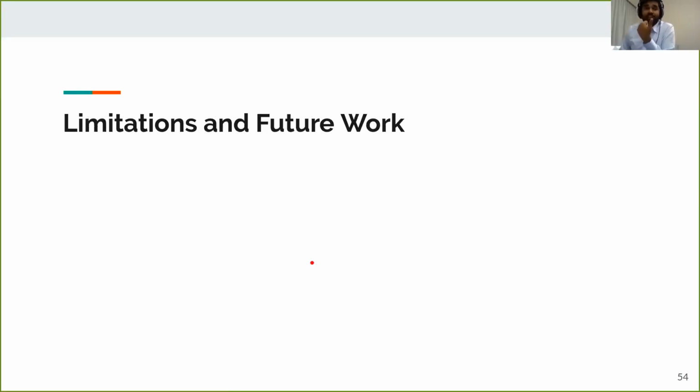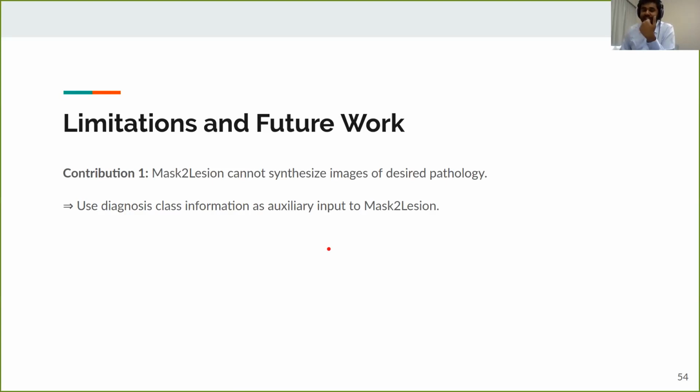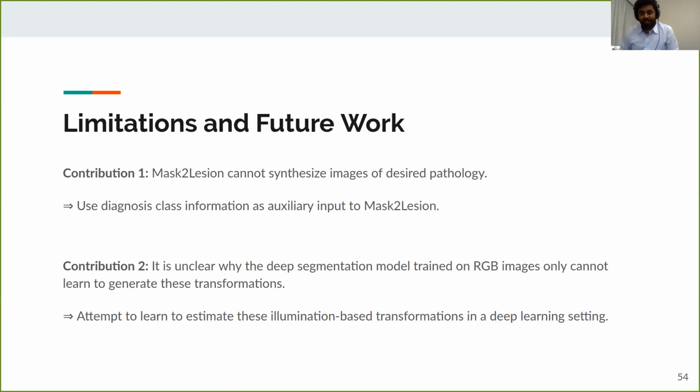For the first work, we saw that our algorithm can generate skin lesion images which conform to the input mask boundaries. However, we cannot yet synthesize images of a desired disease label. So the next step would be to use diagnosis class information as an auxiliary input to the mask to lesion algorithm. For the second work, we saw that incorporating illumination-based information in a deep learning setting helps improve the segmentation performance, but it was unclear why the deep models could not learn these channels themselves. So the next step would be to attempt to learn to estimate or generate these transformation outputs in an end-to-end deep learning setting.